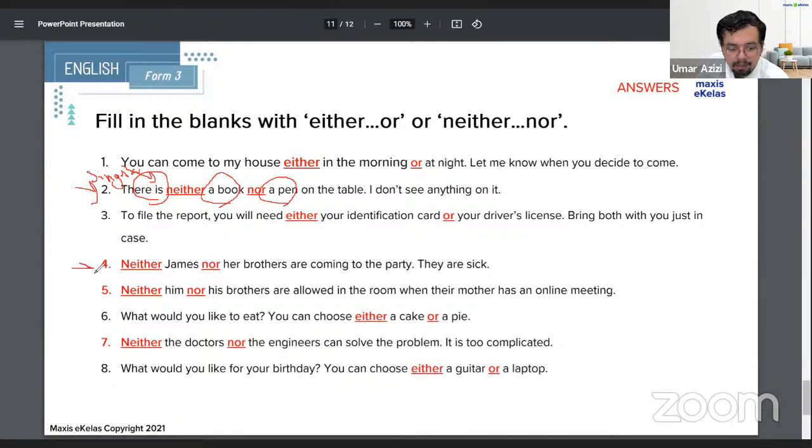All right, now let's look at number 4. James, her brothers. Is James singular or plural? Is her brother singular or plural? You can see here the verb used is plural. So we know that one of them is plural. We see the verb here is are. Are is the plural form of is. Are is plural. So James, singular or plural? Her brother, singular or plural?